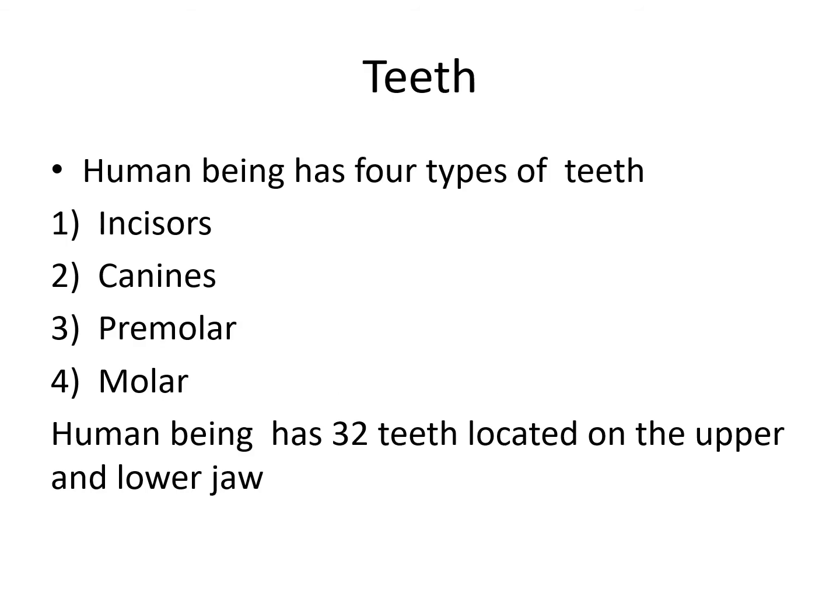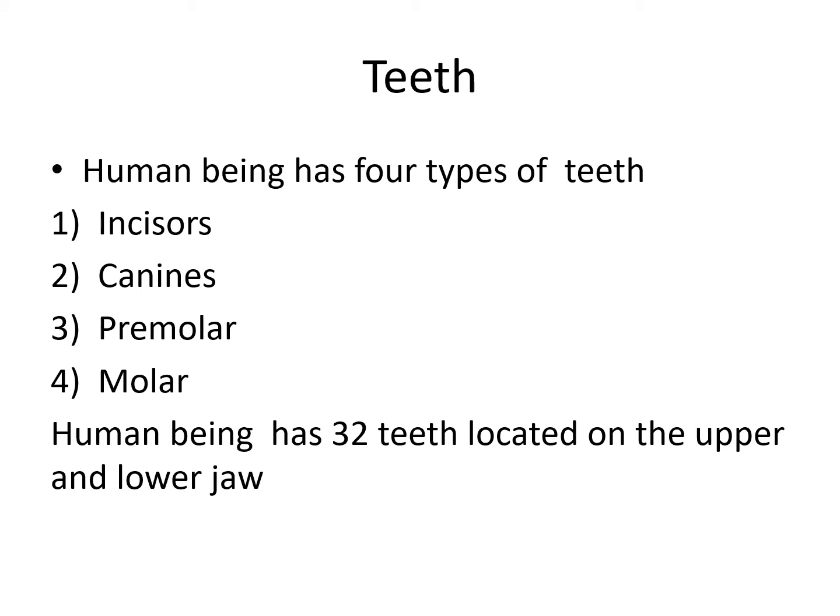The types of teeth that a human being has are 4 in number. The first one is called incisors, another one is canine, premolar, and molar. So the total number of teeth that a human being has is 32. Those 32 teeth are located on the upper and lower jaw.